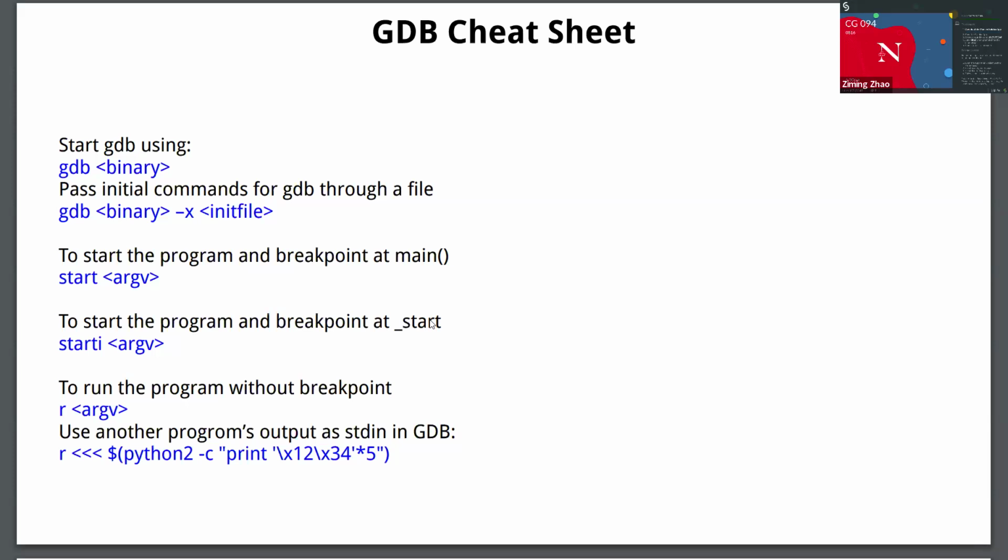Let me see if there's anything I want to mention. In GDB, when you run a program, you just use r. When you want to give command line arguments to the program, you do r followed by the command line arguments. But what if the command line arguments you are giving are generated by some scripting language like Python? Then you can use $(python ...). If you want to redirect something into that program, you need to use three less-than signs here.